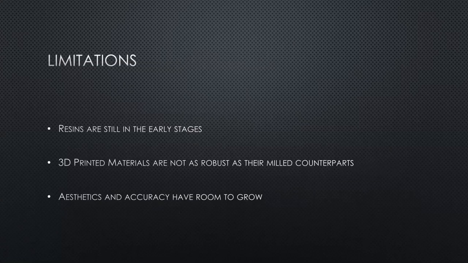So some limitations, of course, with 3D printing and additive manufacturing. A lot of the limitations of milling have been solved, but not all of them. Resins are still in the very early stages of development. 3D printed materials are not nearly as durable or strong as milled restorations. And aesthetics and accuracy still have room to grow. 3D printed and even milled denture teeth still can't compare to a six-layer cross-linked denture tooth. With printers like, let's say, the Asiga, you have accurate enough prints at an attractive price point, so it can only get better from here.